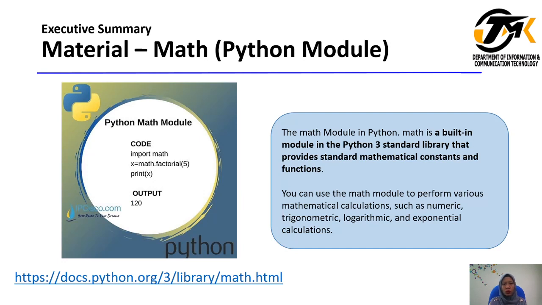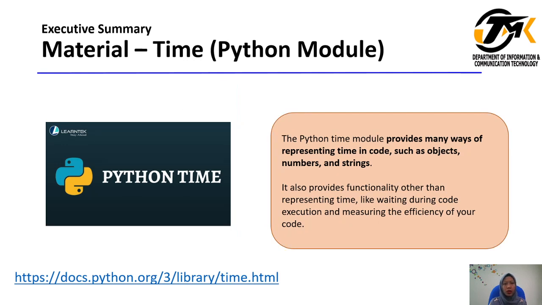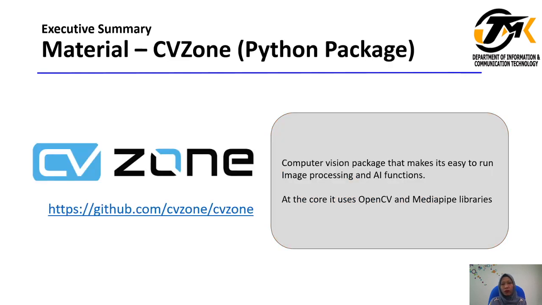I need to use the math module because I need to calculate the rectangles of the questions. This is for mathematical constants and functions. I also need the time module, which provides time and numbers. This is required because of the real time nature of the virtual quiz. And the last one is the CVZone package, which is used to run image processing and AI functions. CVZone uses the OpenCV and MediaPipe libraries.